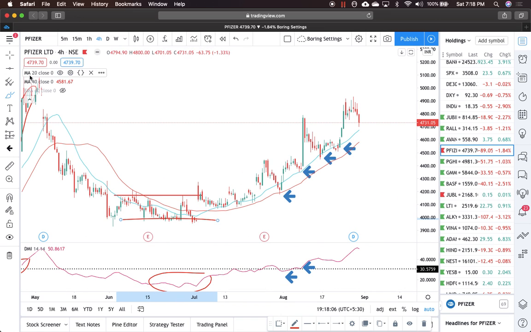At the same time, I'm using the 20 moving average, and I've told you in a lot of videos that the 20 moving average is a magnet for your stock market. Whatever time frame you are trading, the price will always try to come and stick to the 20 moving average.